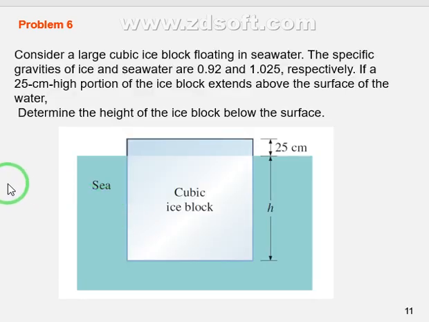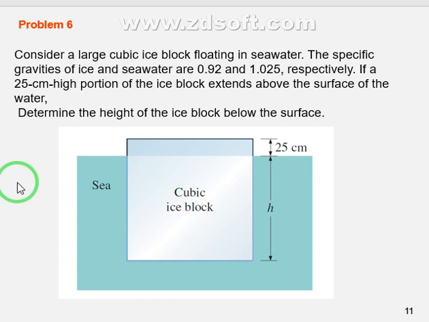The last example for this chapter, we have an ice block. We don't know its depth, and we need to calculate it. But what we know is that when we put this ice cube in the ocean, we can see only 25 centimeter over it. So we know that the specific gravity of ice is 0.92 and the specific gravity of seawater is 1.025. Don't ask me what is specific gravity.